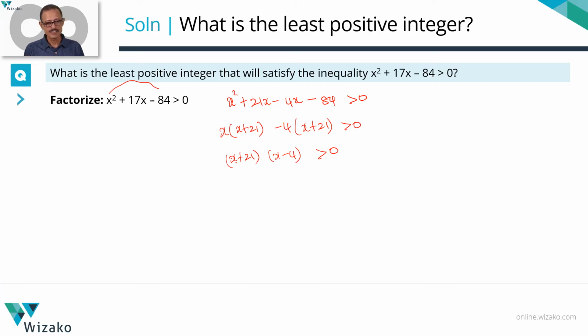Right here, if x plus 21 times x minus 4 is greater than 0, what will be the roots of this equation? The roots are going to be minus 21 and 4. This is evident. So pick the roots and let's draw the number line for it. Minus 21 is to the left, 4 is to the right. I'm going to look at values in 3 intervals. One interval is picking a number less than minus 21. The second interval, I'm going to pick a number between minus 21 and 4. The third interval, I'm going to pick a number greater than 4.